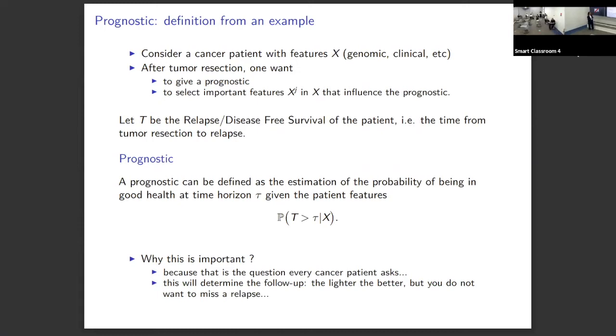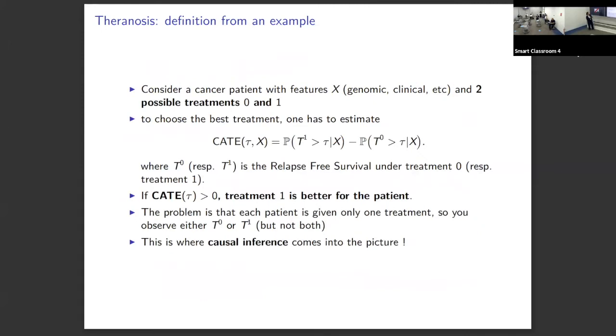Okay, and the last thing, which is important in precision medicine, is theranostics. It's a bit more complicated. I consider the same patient with the same features, and now I have two treatments, and I have to decide which treatment is the best for him or for her. So going again with the probability of being disease-free at time tau, I want to know if the probability is greater under treatment one or treatment zero. If the probability of being disease-free at time tau is greater under treatment one, I want to go with treatment one. If it's the inverse, I want to go with treatment zero.